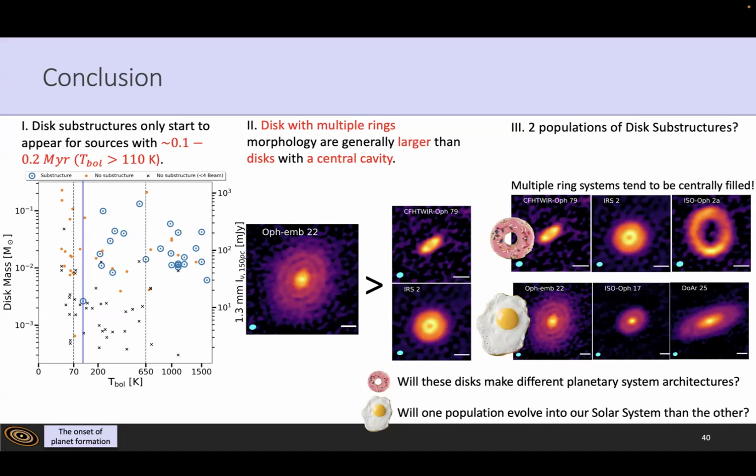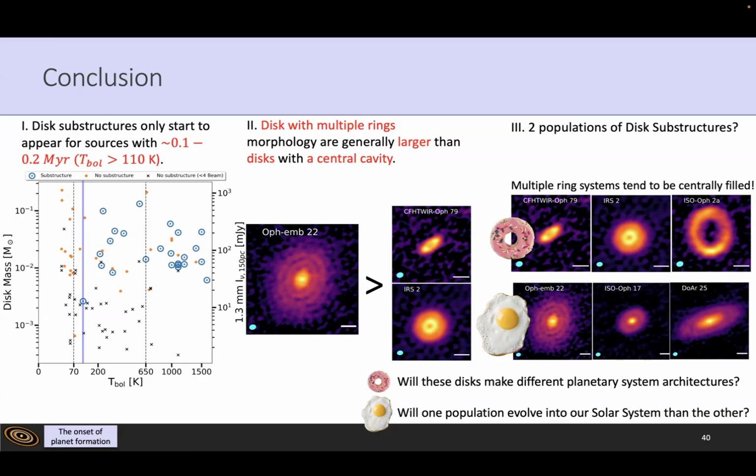And from our data, we found there are two types of substructures. One type is the one with a central cavity, like a donut shape. The other one is like an egg shape, which is centrally filled. And multiple ring systems tend to be centrally filled.